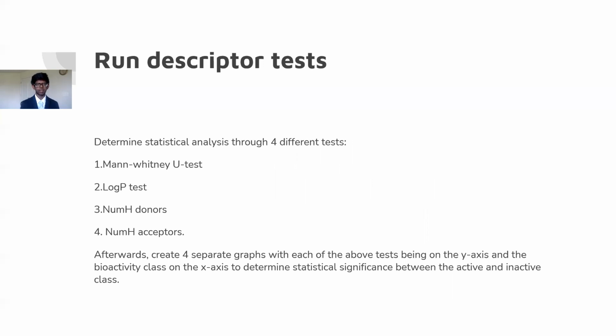After this, I would have to run descriptor tests to determine the statistical analysis through 4 different tests: the Mann-Whitney U test, log P test, the number of hydrogen donors test, and number of hydrogen acceptors test. And after that, this results in 4 separate graphs, with each of the above tests being on the y-axis and the bioactivity class on the x-axis to determine statistical significance between the active and inactive compounds.